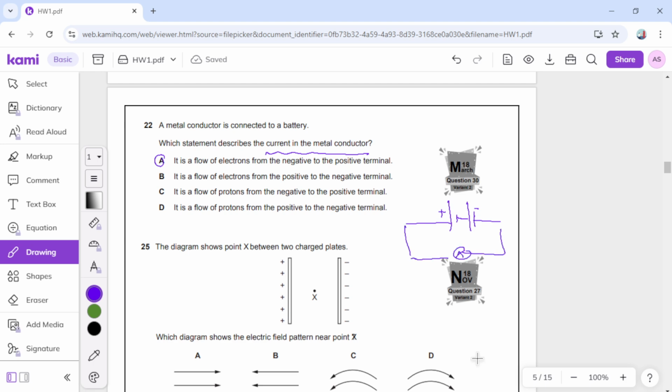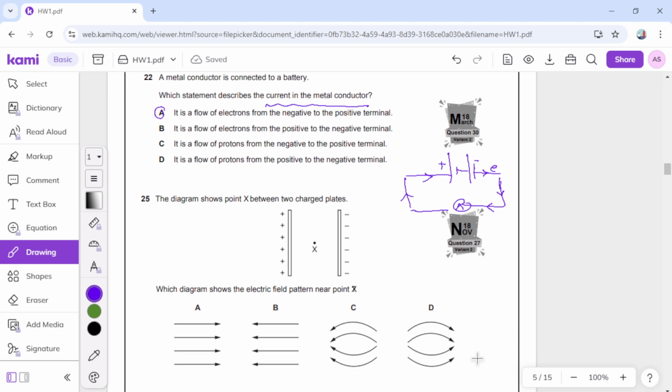So we said, what is the charge that can travel through the wire? It's electrons. Electrons repel with negative and attract to positive. So this is the direction of electron flow, from negative to positive. So the answer is A. And of course, you can't choose flow of protons.